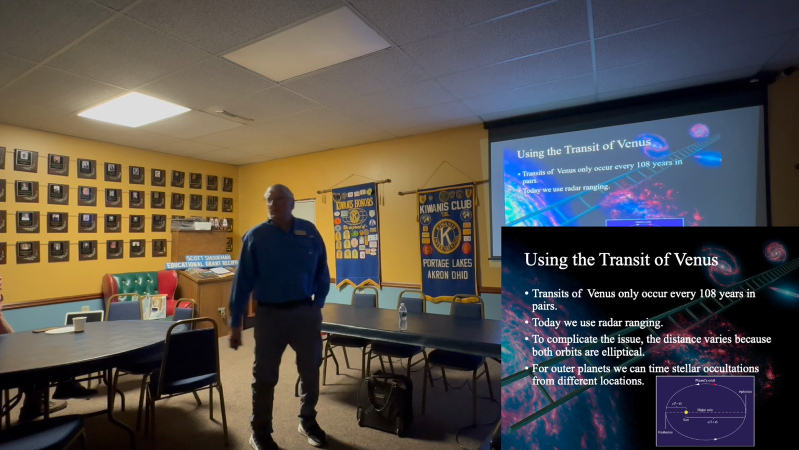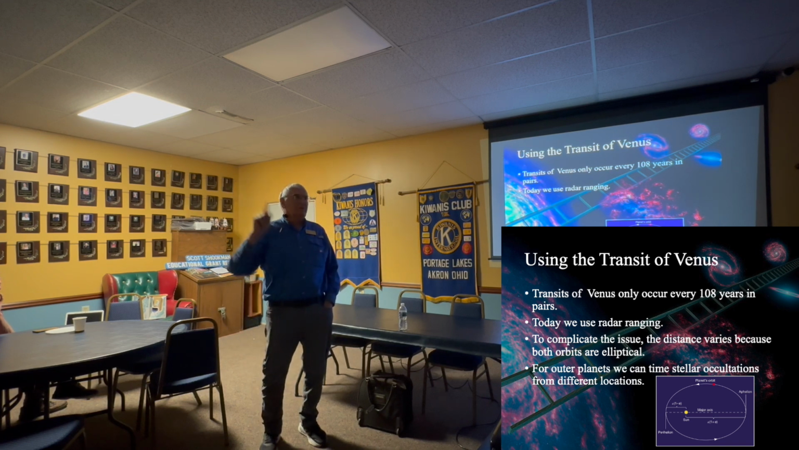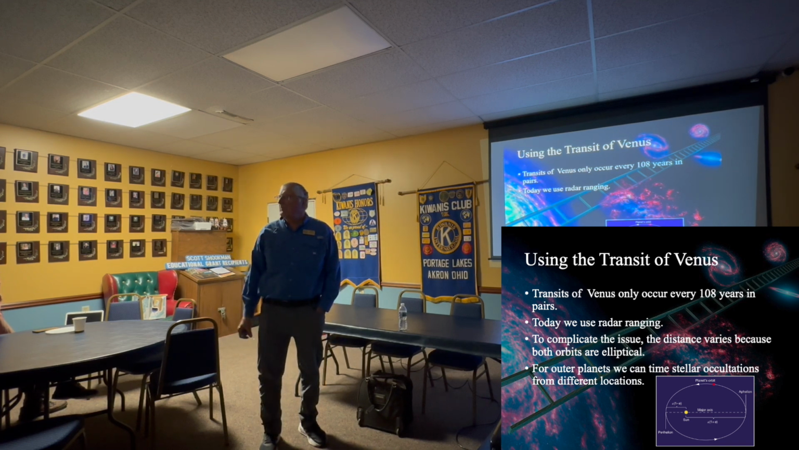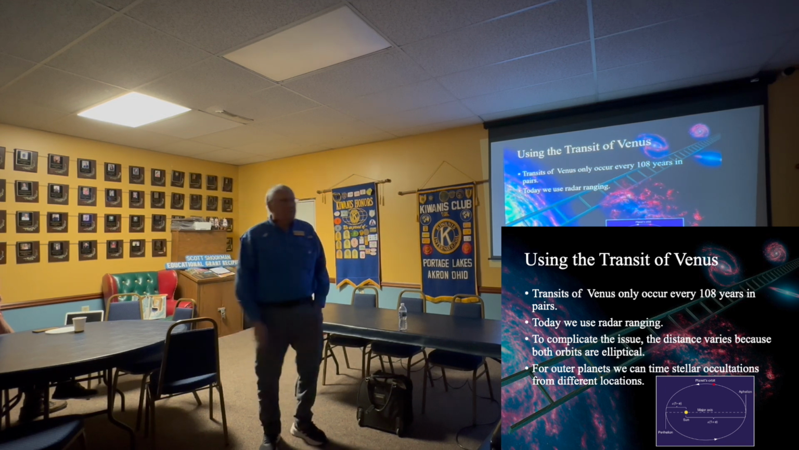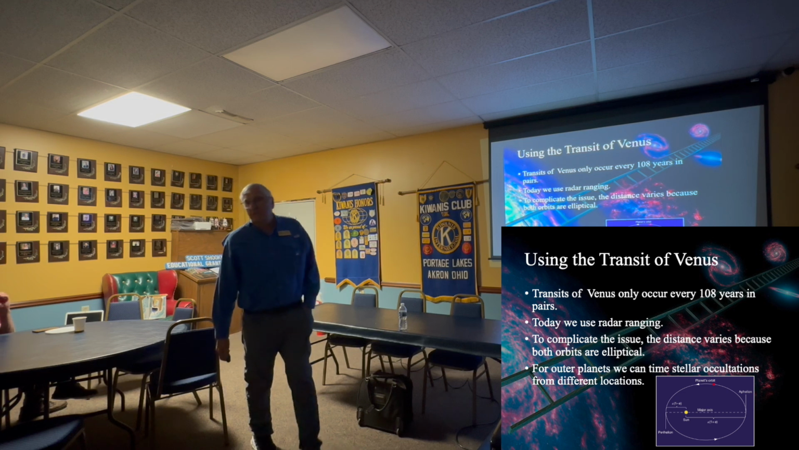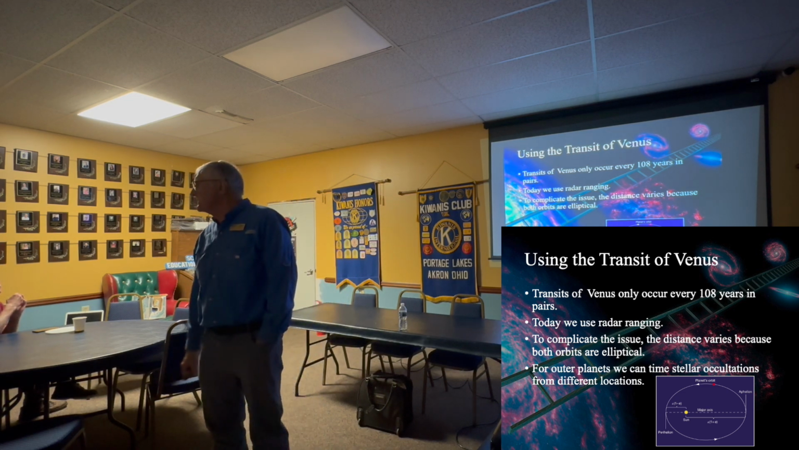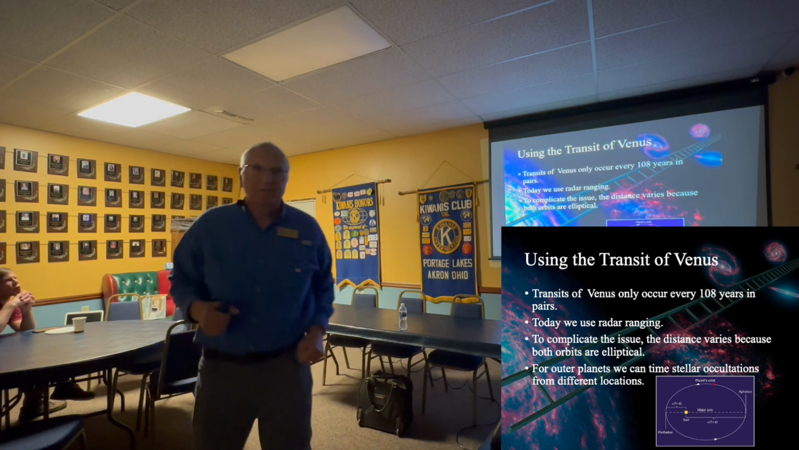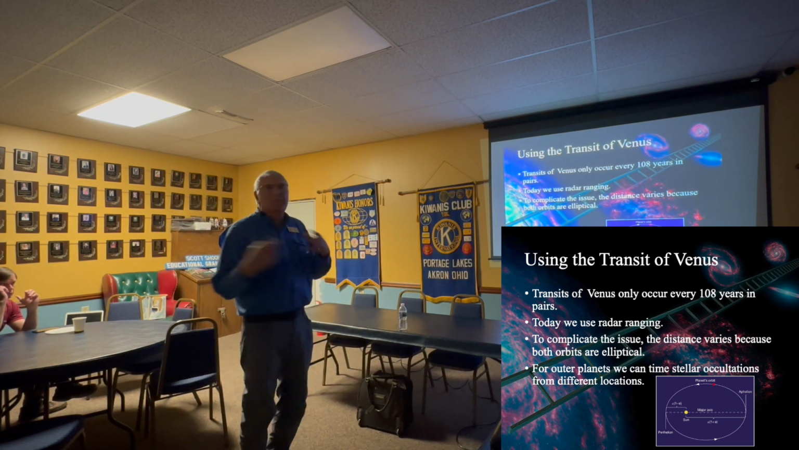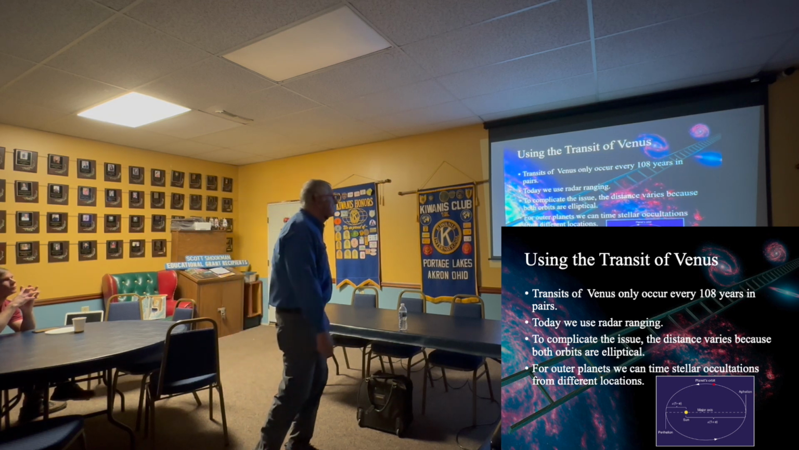But today we use radar ranging. That's how we got the actual distances: bounce radar waves off of Venus, and when you get the echo back, you can figure it out. What complicates it, of course, is that the Earth's orbit is elliptical, and so is Venus's orbit. So this whole thing gets a little more complicated than what I'm showing you here.